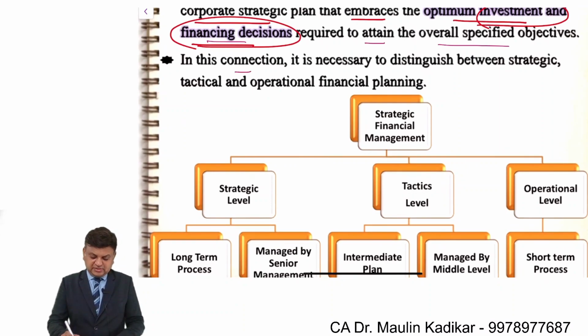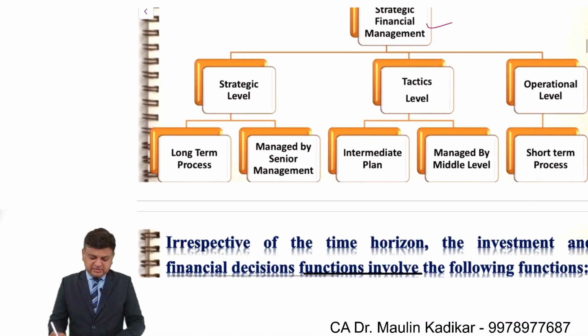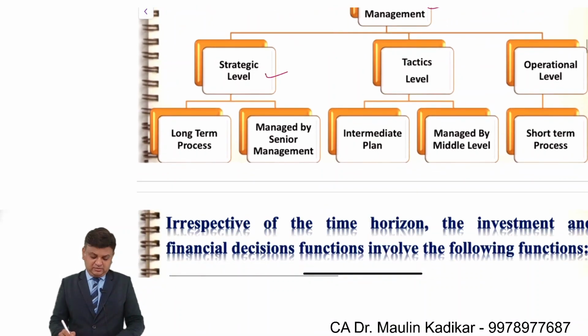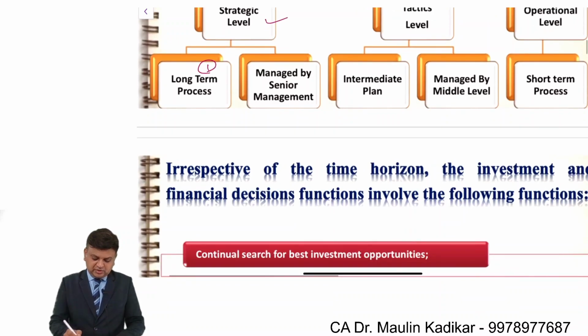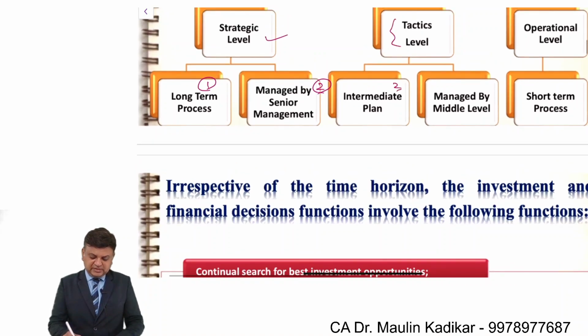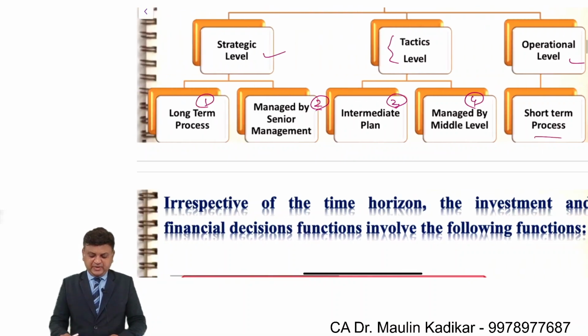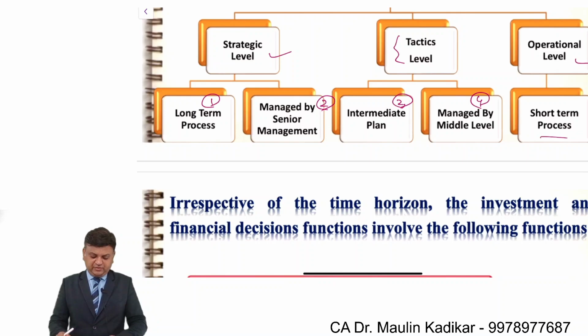In this connection, it is necessary to distinguish between strategic, tactical, and operational financial planning. Strategic financial management is the long-term process, and it is managed by senior management. The tactical level is the intermediate plan, and it is managed by the middle level. And the operational level is the short-term process, and it is of course managed by the lower level of the management.